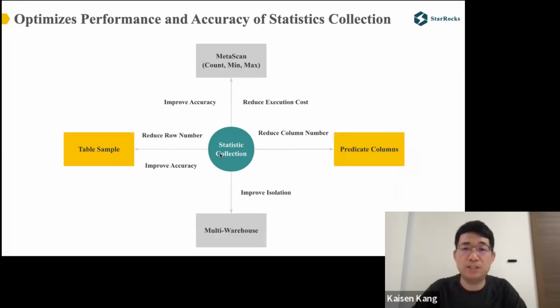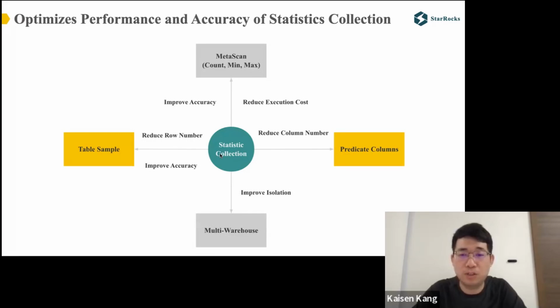The difficulty of collecting statistics information is to make a trade-off between resource consumption and accuracy, while also avoiding the statistics collection task from affecting normal important queries. StarRocks optimizes the accuracy and performance of statistics collection in the following four aspects. The first point is metascan. StarRocks uses metascan to optimize the statistics of count, min, and max, reducing resource consumption. And the second point is table sampling. When sampling, it will improve the accuracy as much as possible while only scanning a small amount of data.